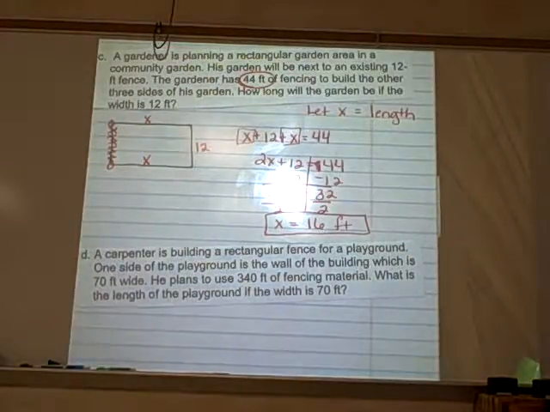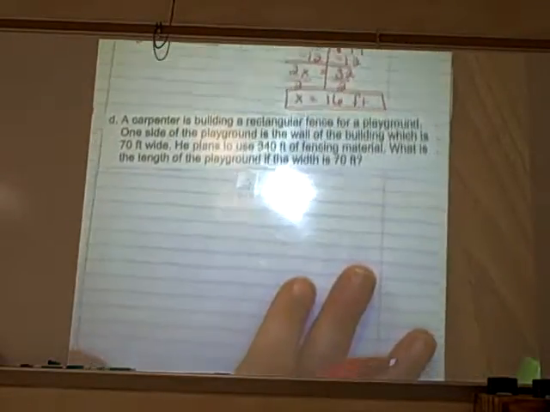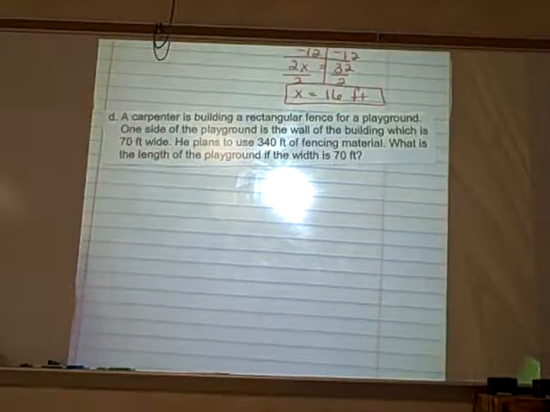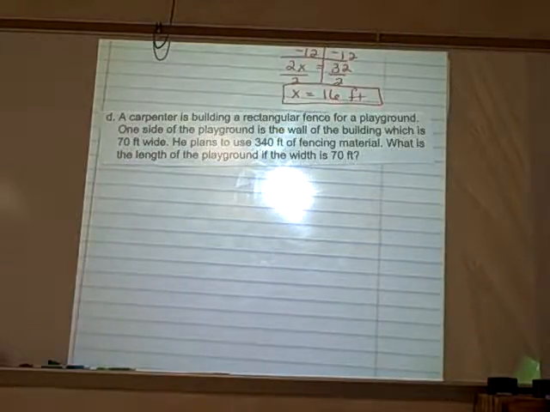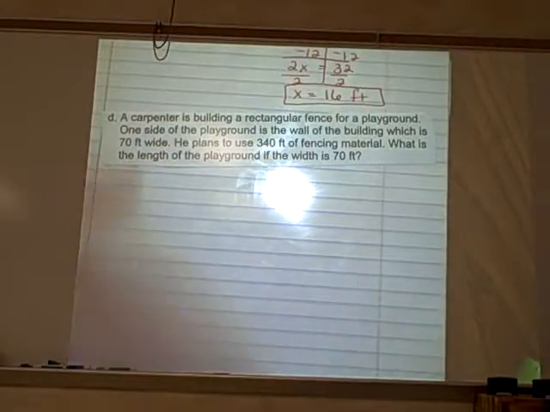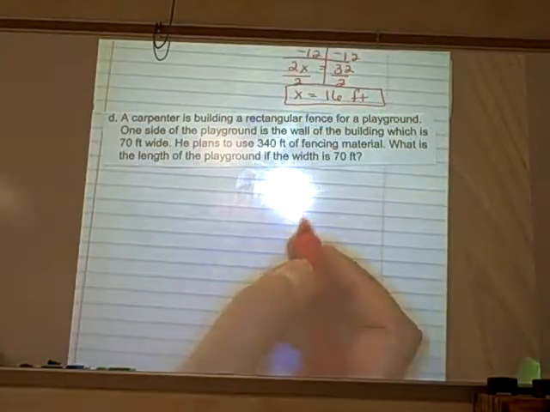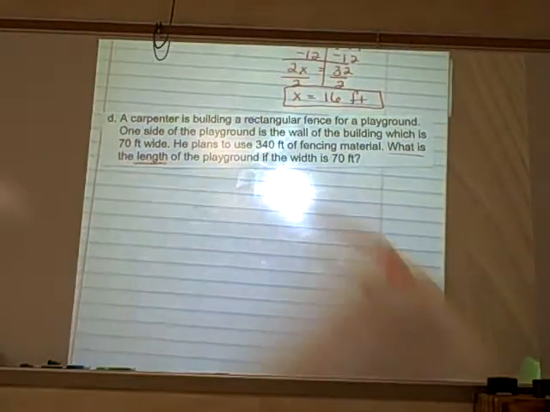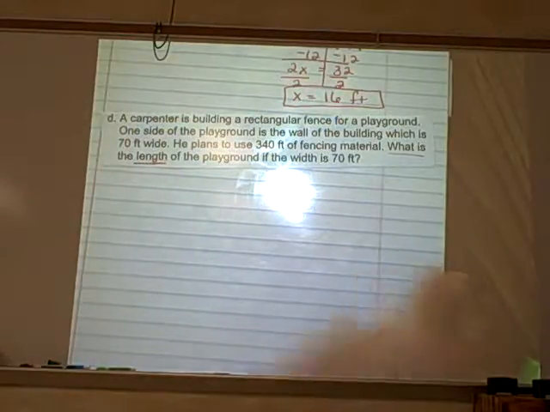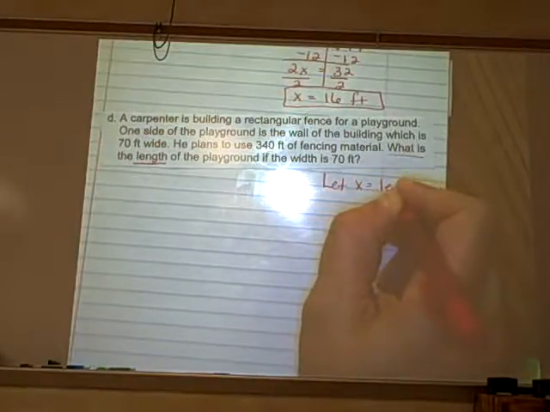All right, last one. This one's kind of like your homework, I think. A carpenter is building a rectangular fence for a playground. One side of the playground is a wall of the building, which is 70 feet wide. He plans to use 340 feet of fencing material. What is the length of the playground if the width is 70? First of all, what am I looking for? We can define my variable. What am I looking for? The length, right? So let x equal length.